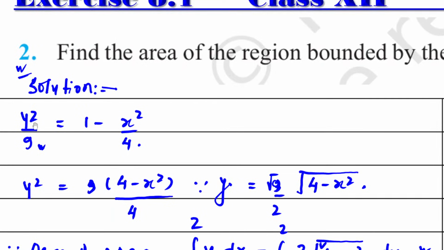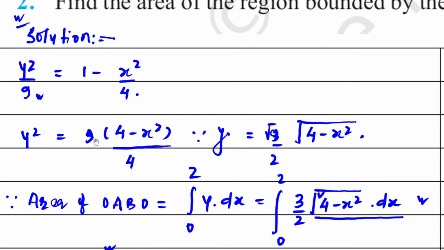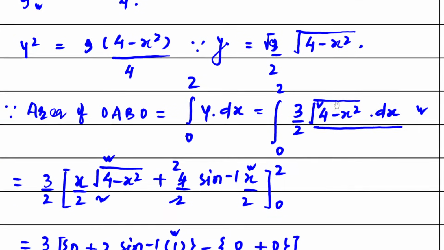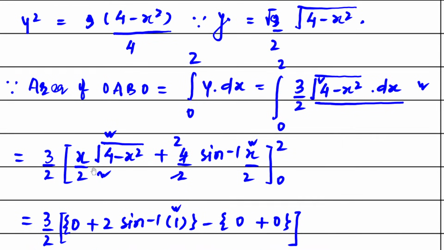So we find out here y square by 9 equal to this one. Therefore y square equal to 9 by 4. Therefore y equal to square root of 9 by square root of 4, is 3 by 2. So I write down here this one 3 by 2, and area equal to y into dx. So after putting the value of y, we get this one. Integration of this one is x by 2 into square root of 4 minus x square plus 4 by 2 into sine inverse x by 2, lower limit 0, higher limit 2.